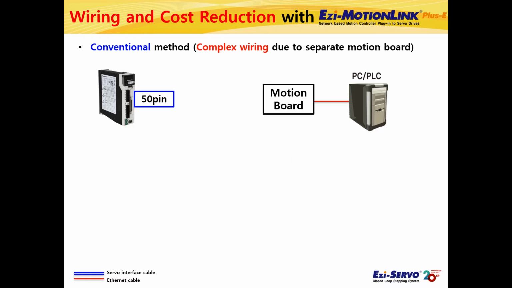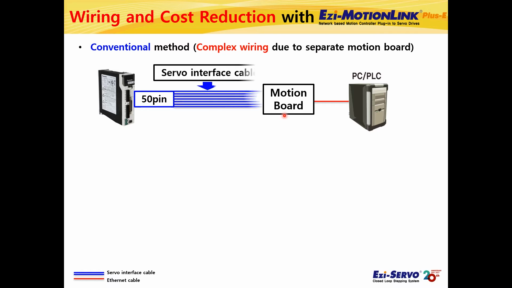As previously explained briefly, conventionally, a separate motion board was required to control the 5-axis of the Ezi-SERVO, and wiring was complicated because many bundles of long wires had to be connected to the motion board through the servo interface cable of the Ezi-SERVO drive. This inconvenience can be solved by using our product, Ezi-MOTIONLINK Plus-E.